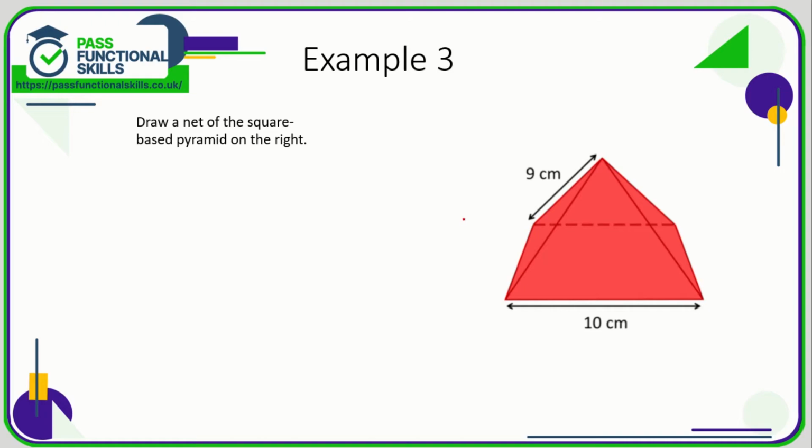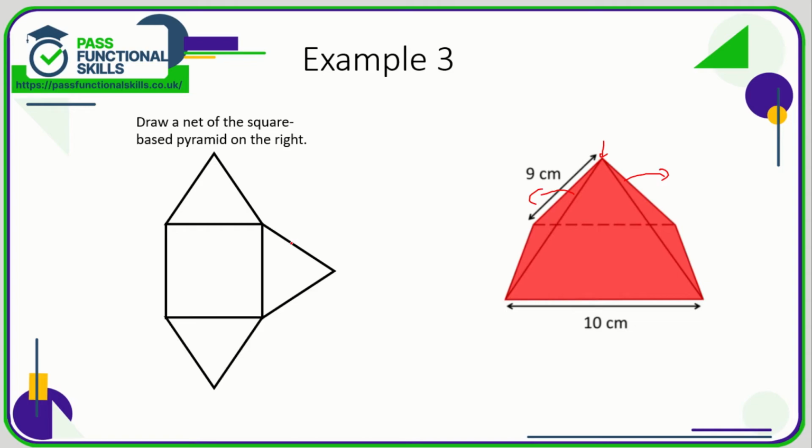So a net of a square based pyramid, so we've got a square which is 10 by 10, and if we were to just cut a hole here and sort of cut down all of these ridge lines here and fold these triangles outwards, then we're going to have a triangle coming off each side of this square. 1, 2, 3, 4. So there is the net of that pyramid.